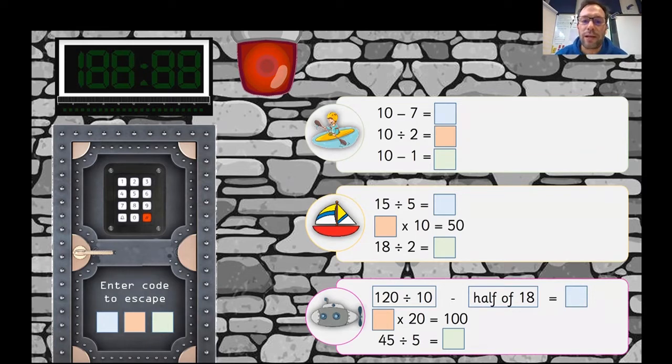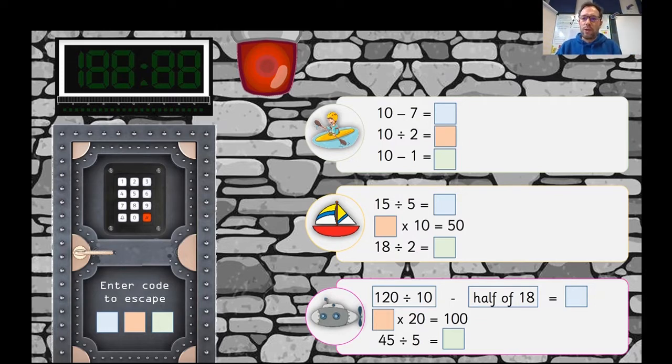So you could do the top challenge with our canoeist: 10 take away 7, 10 divided by 2, and 10 take away 1. You could do the boat challenge, which most of you will be able to do, and you've got some division and multiplication problems there, including a missing number one. And some of you might think that you want to do the bottom submarine challenge. For that one, one of the questions has 2 parts. You've got to solve the first part and then take away the second part. And you've got some multiplication and division problems in there.